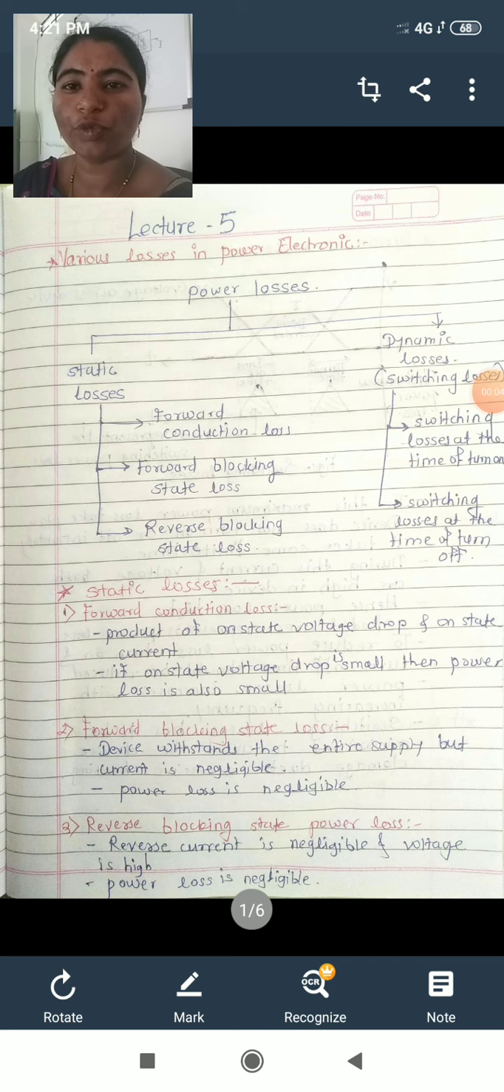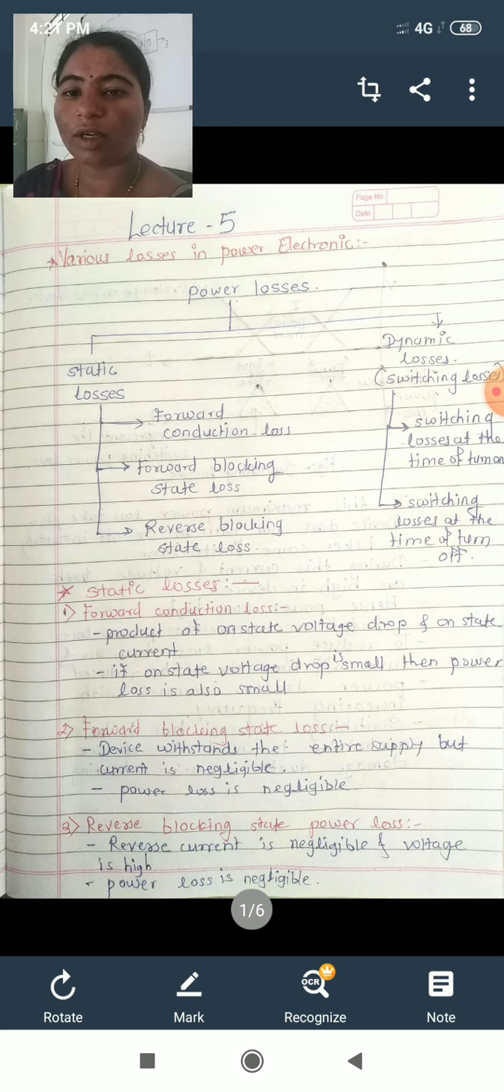Hello friend. Today in lecture number 5 we have to learn the various losses in power electronics. Welcome to lecture number 5. See the power losses. There are basically two types of power losses. First is static losses and second is dynamic losses. These dynamic power losses are also called switching losses.